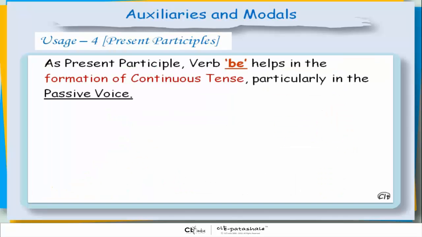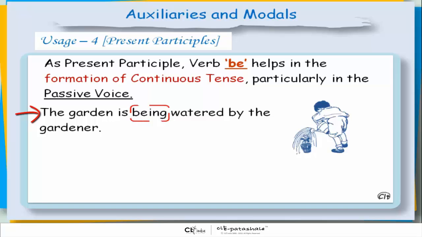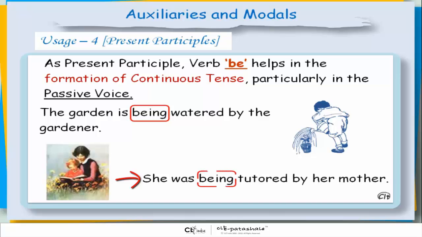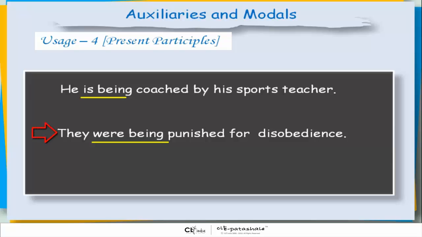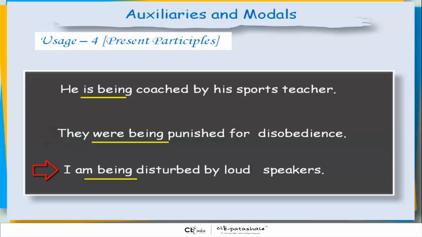As present participle, verb be helps in the formation of continuous tense, particularly in the passive voice. The garden is being watered by the gardener. Being. She was being tortured by her mother. Being. He is being coached by his sports teacher. Is being. They were being punished for disobedience. Were being. I am being disturbed by loudspeakers. Am being.